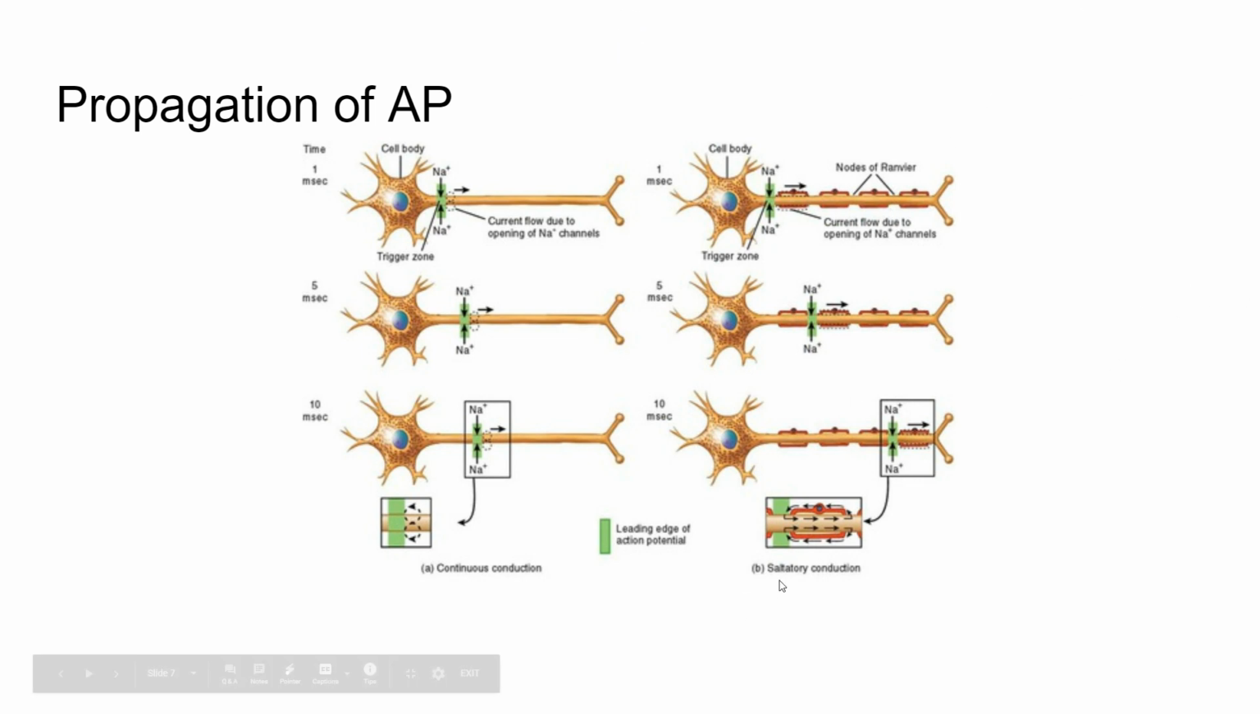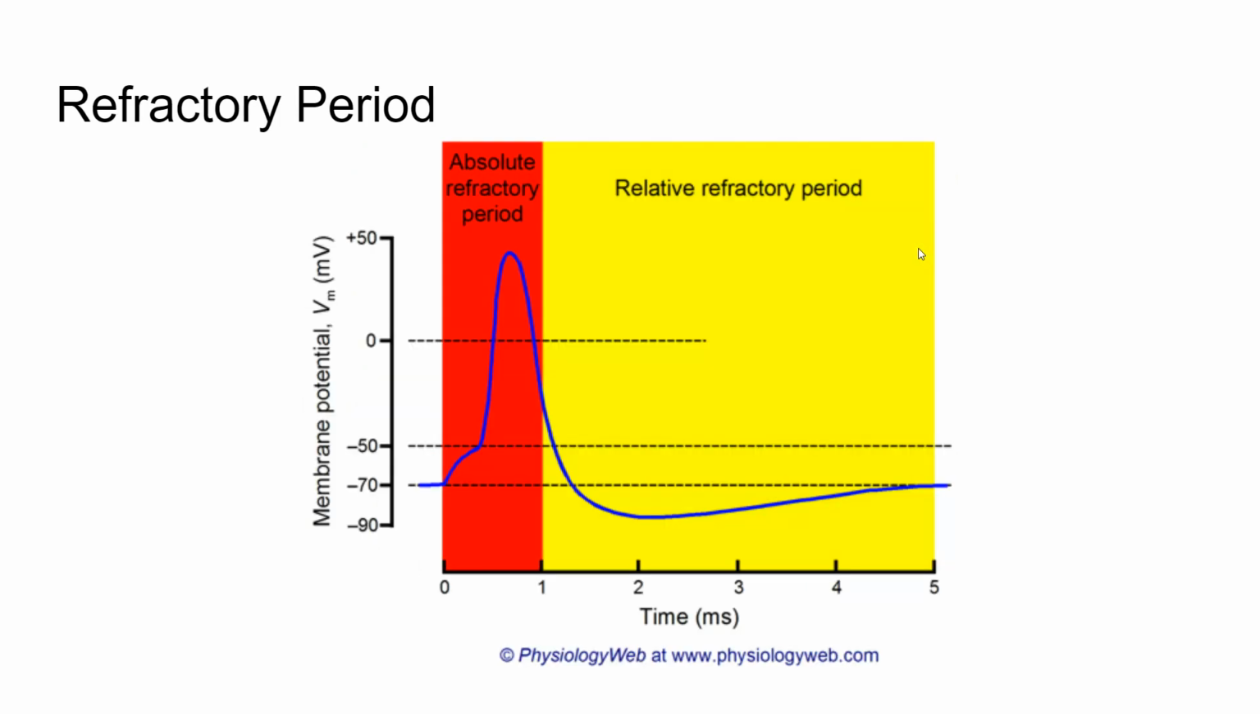Why is it called saltatory conduction? It has nothing to do with salt. It comes from the Latin word saltare, which means to jump. And so what's happening is the action potential is literally jumping over these sections of myelin sheath. And that's how the action potential is propagated.